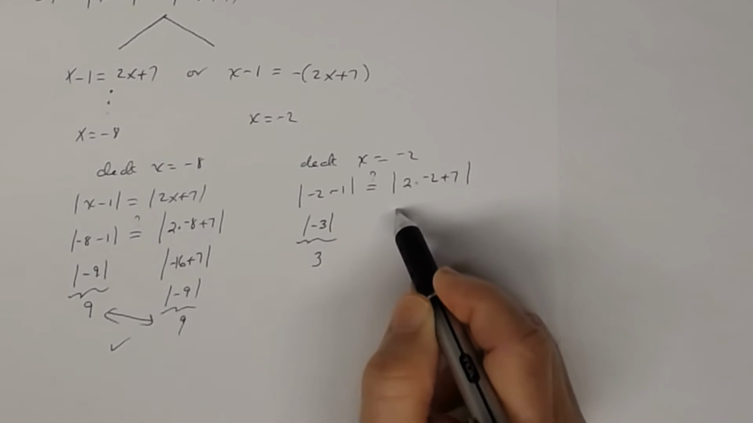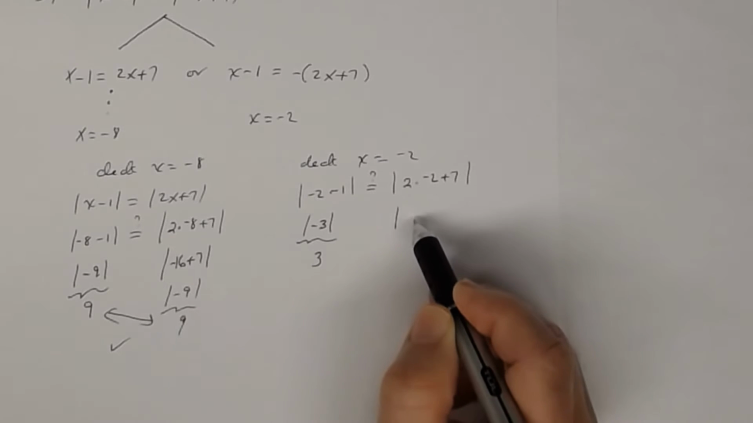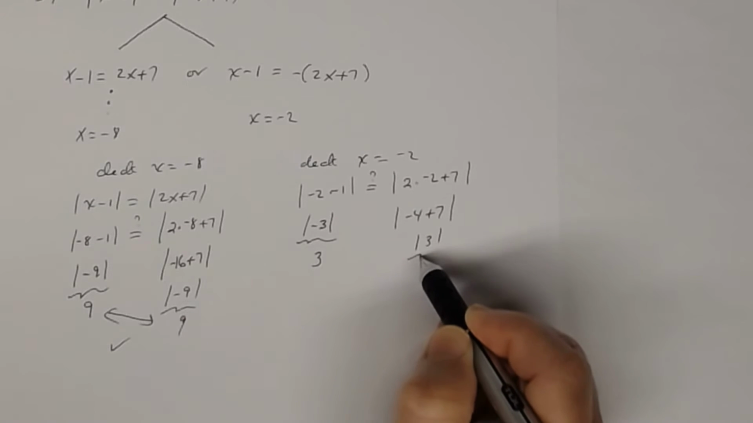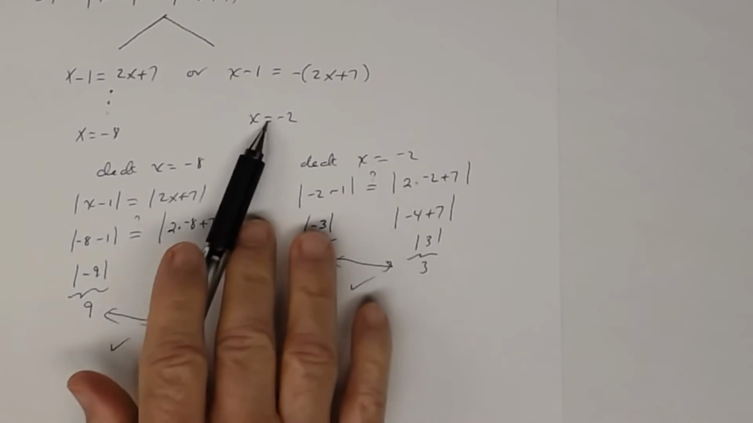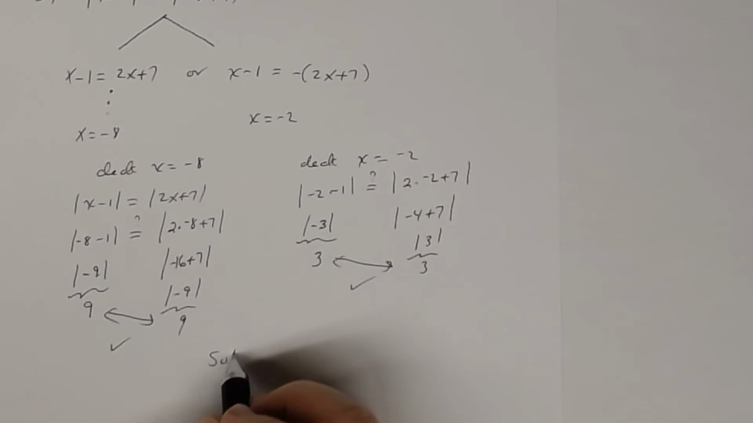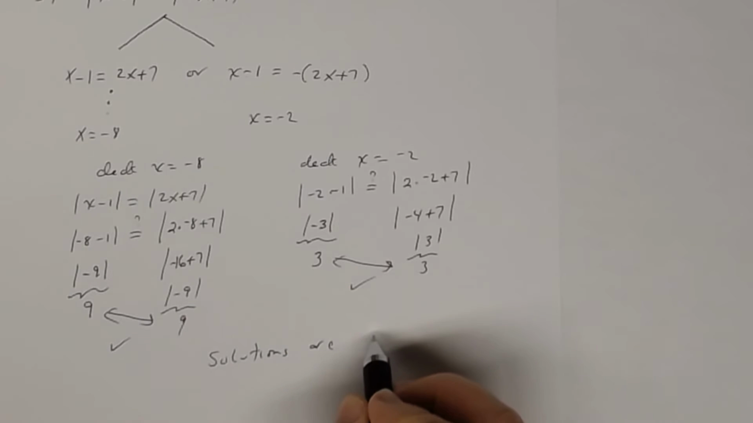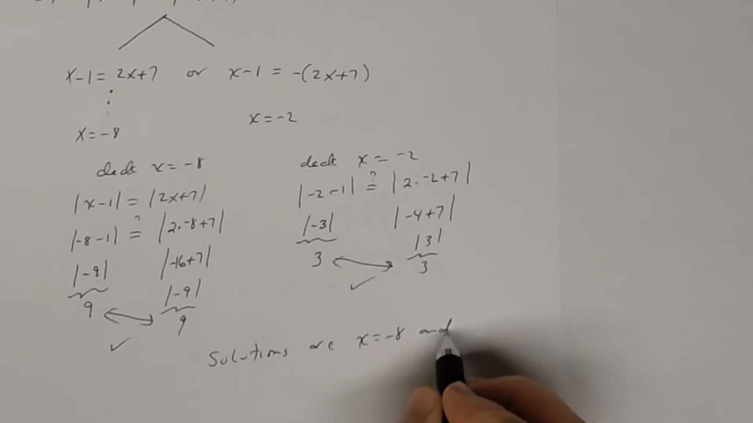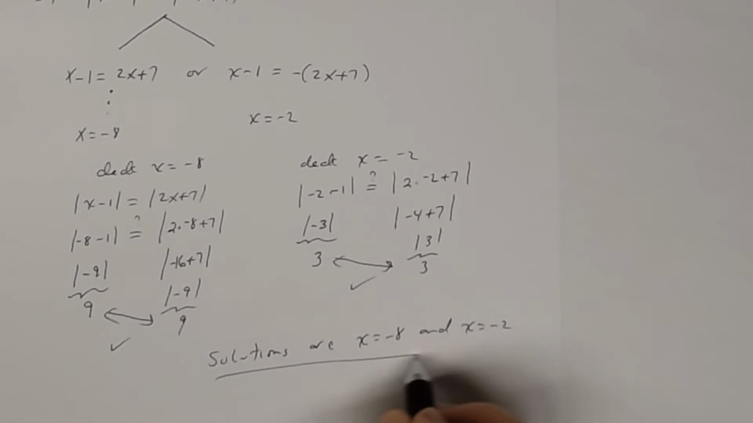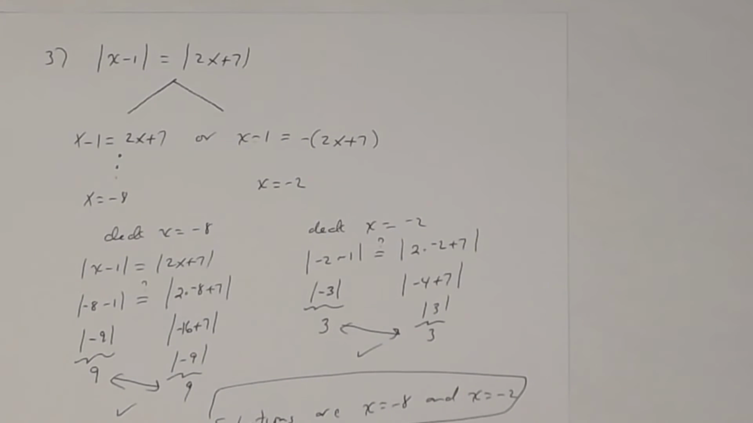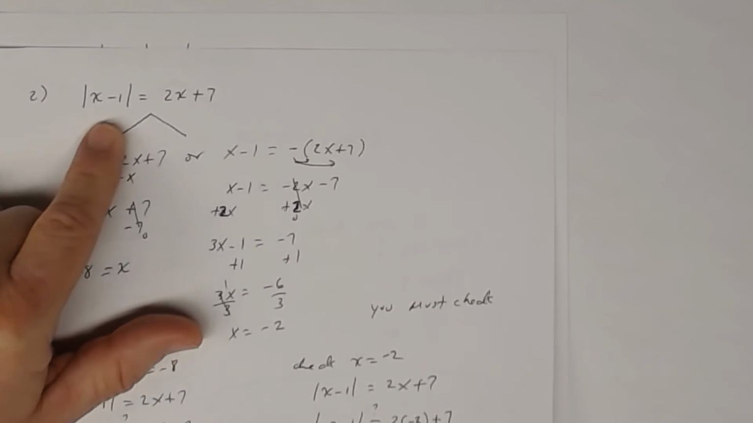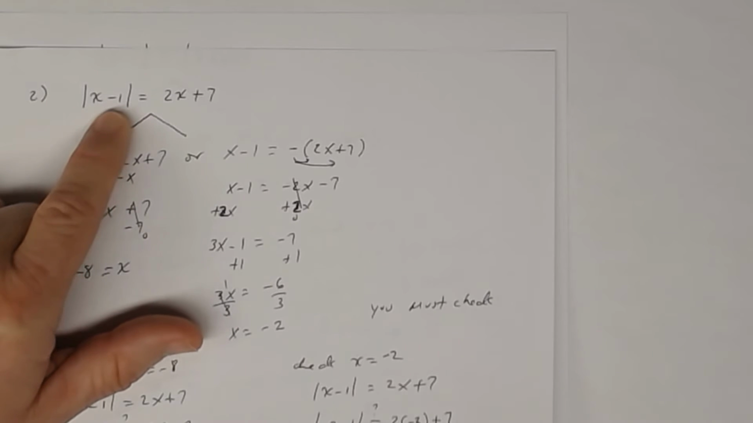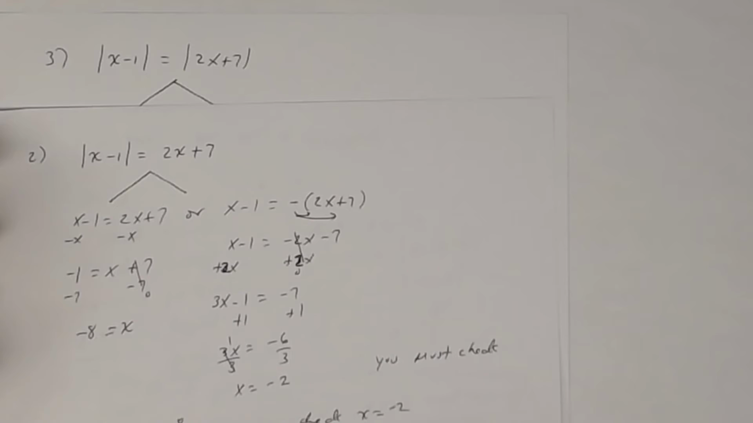Over here, 2 times -2 is a -4. -4 plus 7 is 3. And the absolute value of 3 is also 3. So that works as well. So these two proposed solutions are actually solutions. So the solutions are x equal -8 and x equal -2. Okay? All right. So just be aware, there are some situations where you could have variable expressions on both sides where only one side has absolute value bars, or both sides could have absolute value bars.